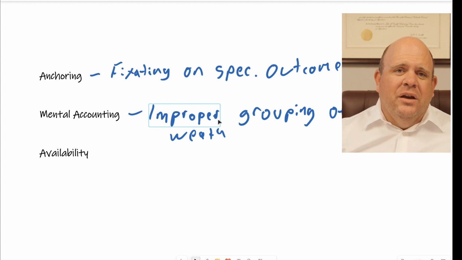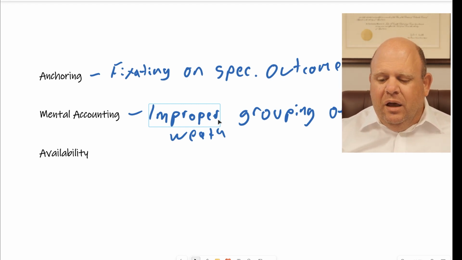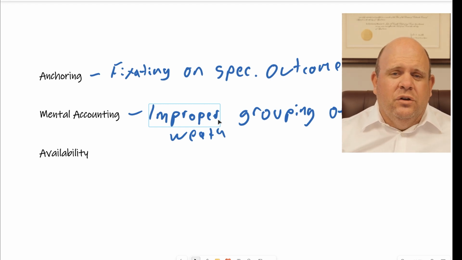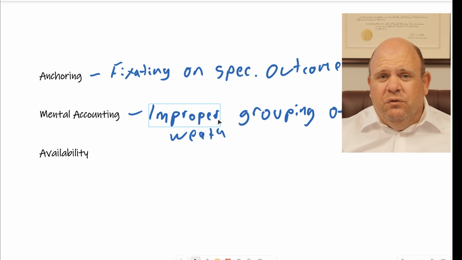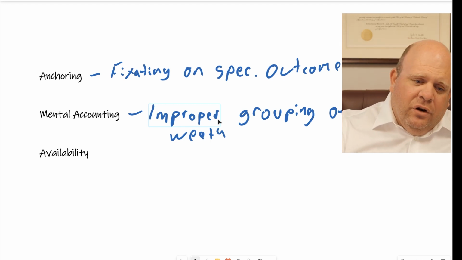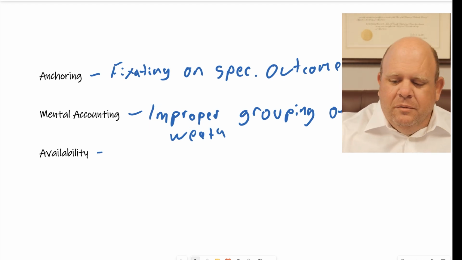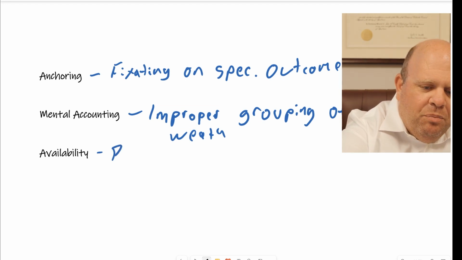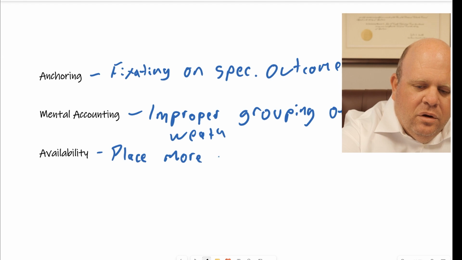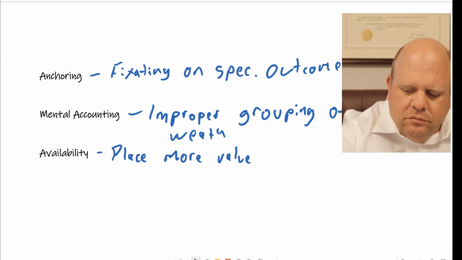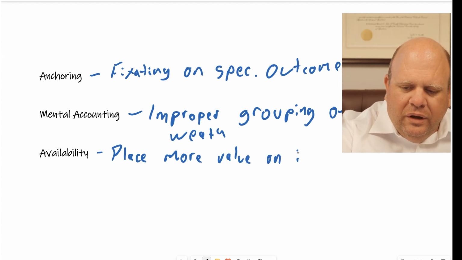Now, last is a very common bias. And it is a bias which can also work pretty well in your favor if you're doing a 506C offering, and that's the availability bias. And so that's where we place more value on info easily gathered.